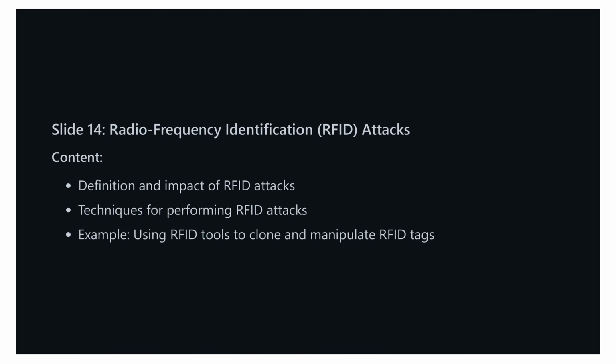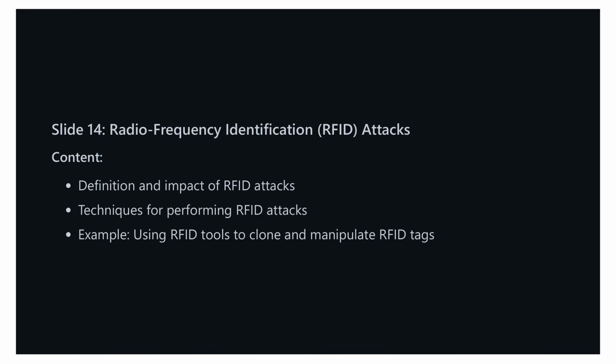The techniques used for executing RFID attacks vary. For example, attackers could use RFID cloning tools to replicate an RFID tag's unique identifier, effectively creating a duplicate tag. This could allow unauthorized access to secure areas or systems that rely on RFID technology for authentication. Another technique involves eavesdropping, where an attacker intercepts the communication between an RFID tag and its reader to steal sensitive information. To illustrate, consider using a handheld RFID scanner to clone an access badge. With the cloned badge, an attacker could gain entry to restricted areas or systems without detection.